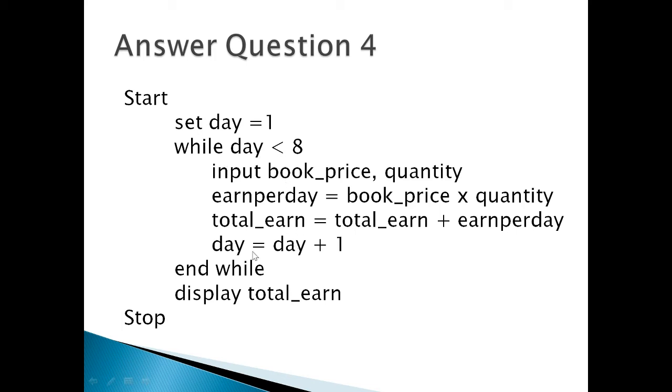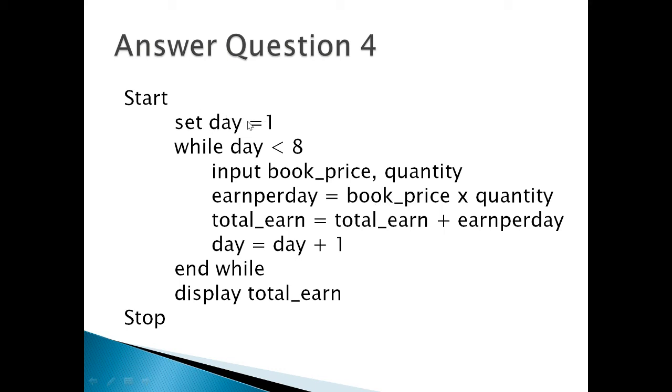Inside the repetition, input book price. Get the book price and then the quantity as well. Then earn per day equals book price times quantity, and then total earn equals total earn plus earn per day. I made a mistake here actually. Total earn must be assigned equal to 0. Total earn must be assigned equal to 0 here on top.